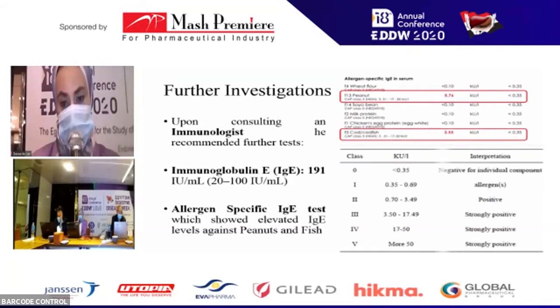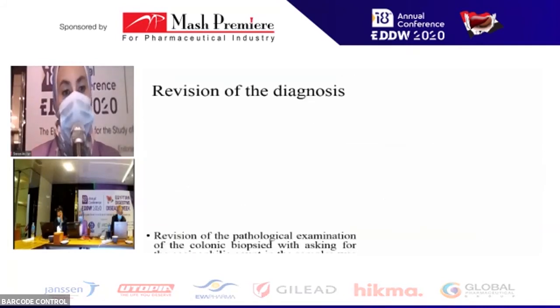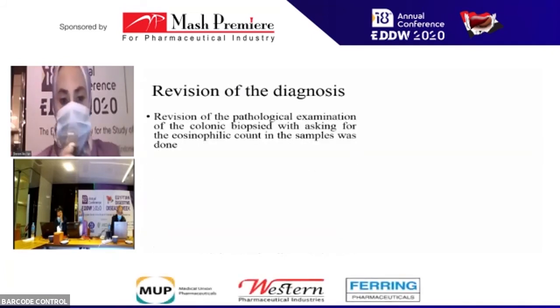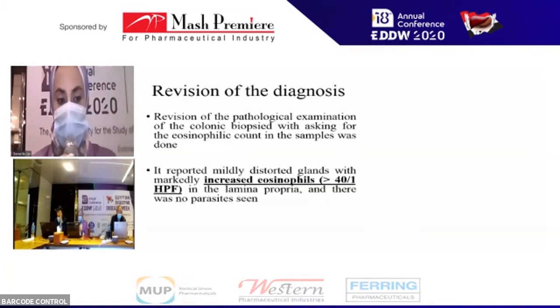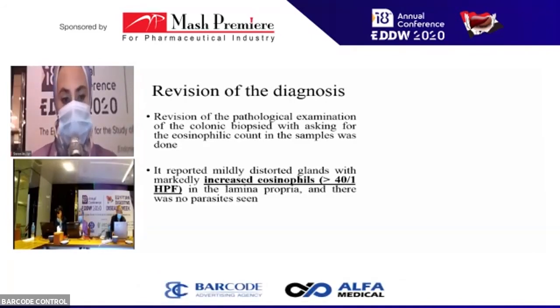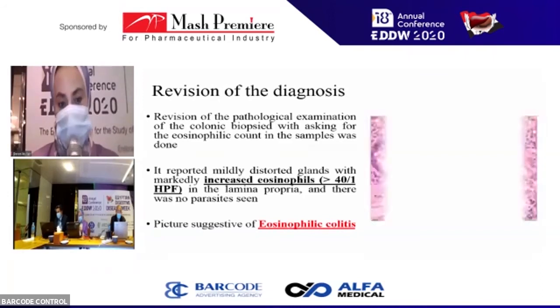What we did is we revised the pathological examination of the colonic biopsies and asked for eosinophilic count in the samples. It reported mildly distorted glands with markedly increased eosinophils, more than 40 per high power field in the lamina propria, and there were no parasites seen. Picture suggestive of eosinophilic colitis.